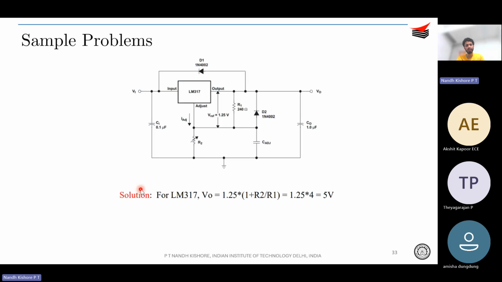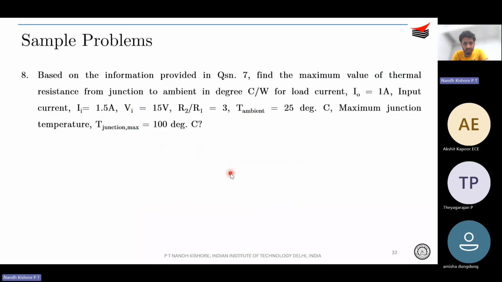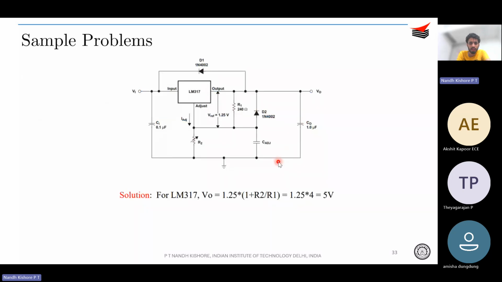Okay, so let's go back to the circuit once again. You see that in this circuit, R2 by R1 was given as 3, right? Therefore, your V naught will be simply this Vref, that is 1.25 into 1 plus R2 by R1. Again, you need not have to see this formula every time.